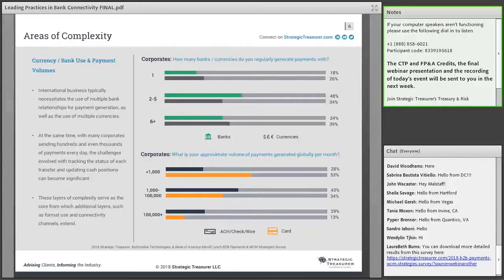And I love looking at these order of magnitude differences on the bottom in terms of 1,000 up to 100,000, 2 orders of magnitude more, or over 100,000. It's just a wide range of volume and activity that organizations go through.